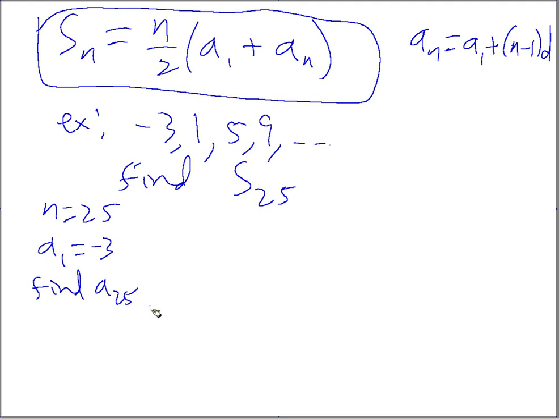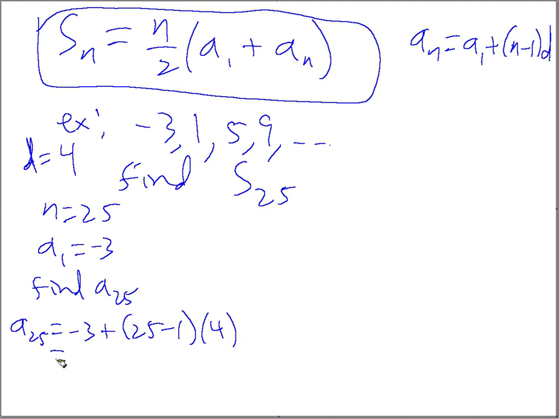So let's go ahead and do that then. What is the 25th term that we're going to add up to? Well, let's use this formula once again. So A25 is going to be what? -3, the first term, plus 25 minus 1, that's n, which is 25, times the common difference. What's the common difference? Well, we did that earlier, 5 minus 1, or 4, right? Common difference is 4. This thing is increasing by 4, right? So times 4.